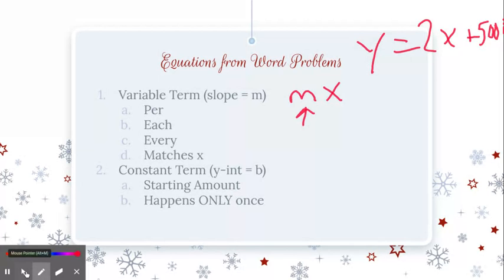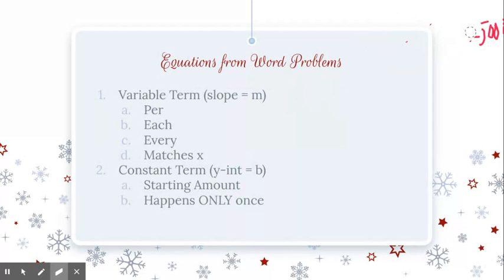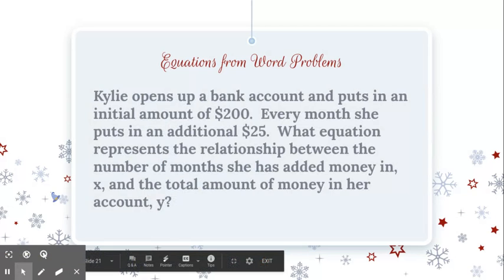So we're going to do a couple examples so we can understand a little bit better. But remember, per, each, or every goes with the x. That number goes with the x. And then if it's all by itself, that one's going to go with the b after the plus sign. Okay, so let's look at some examples.